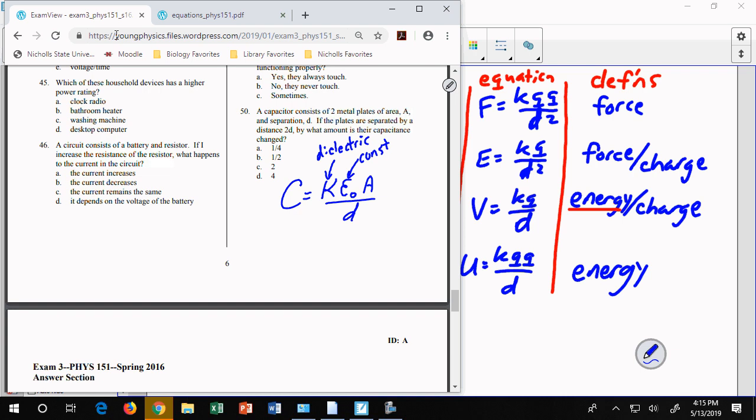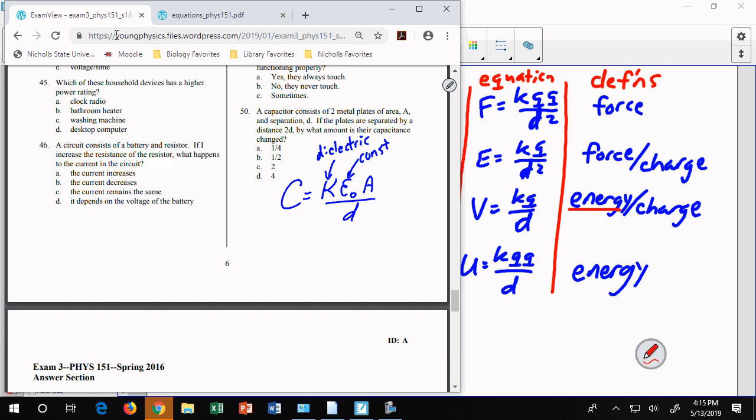The area increases. Distance. Right. It stores more charge in this more area. You're talking about putting a piece of paper in between them. So if I put a dielectric between the two plates, the capacitance increases. It's going to make it go up.